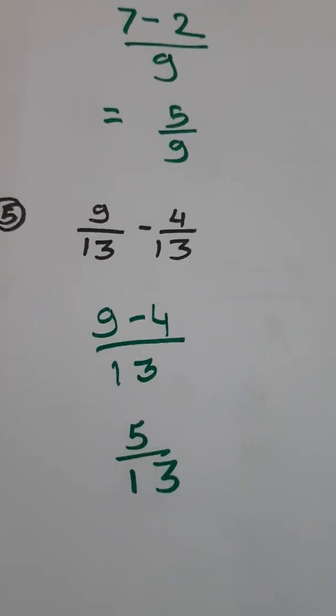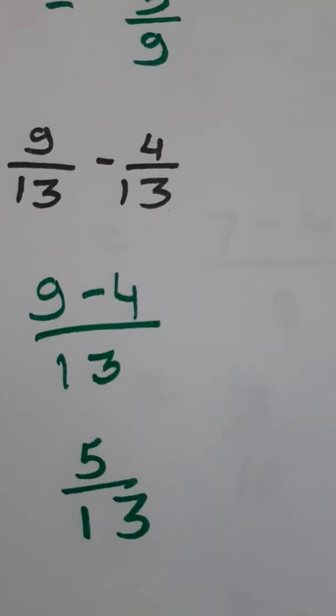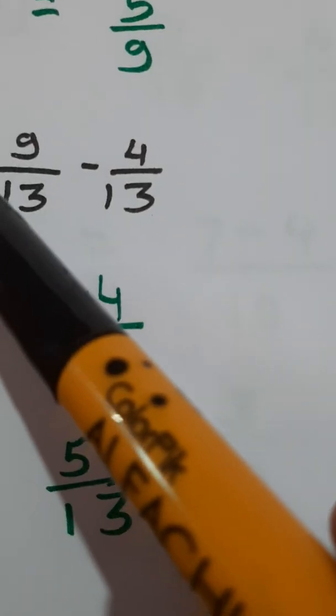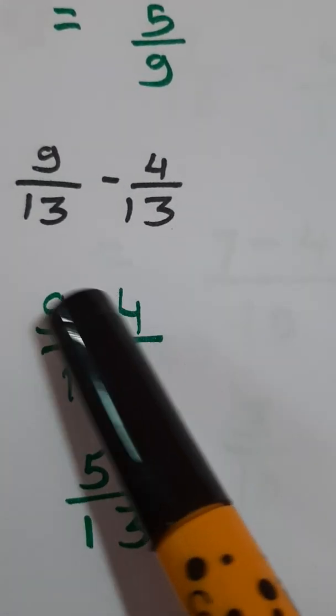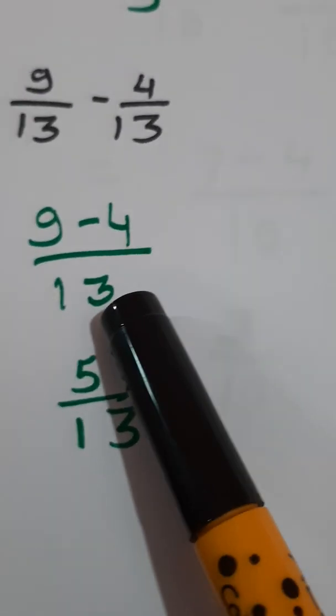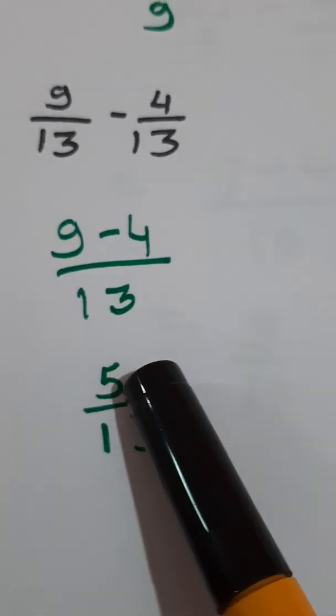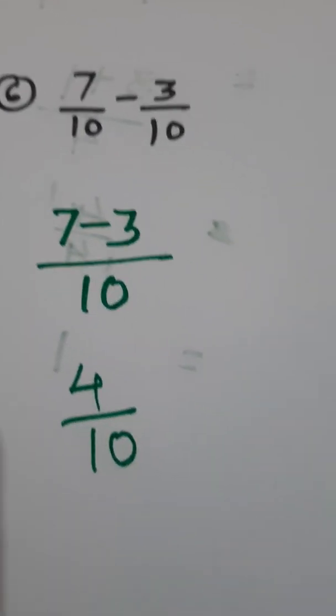Look at the next sum. 9 upon 13 minus 4 upon 13. As their denominators are equal, subtract the numerators. So write like this, 9 minus 4 upon 13. 9 minus 4, 5. 5 upon 13. Next sum.